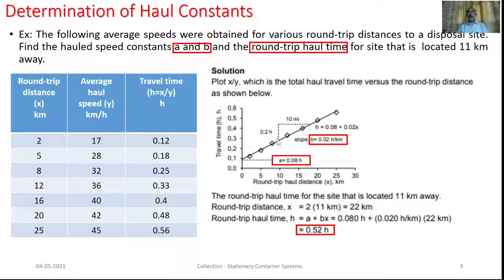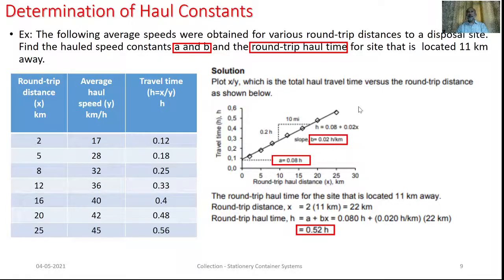So as you see here, in this graph, we have plotted the travel time versus the round trip distance. As we get this data plotted, we'll be able to work out the y-intercept, which is nothing but the value of A, whereas we can work out the slope of that line, which will be nothing but the value of B.